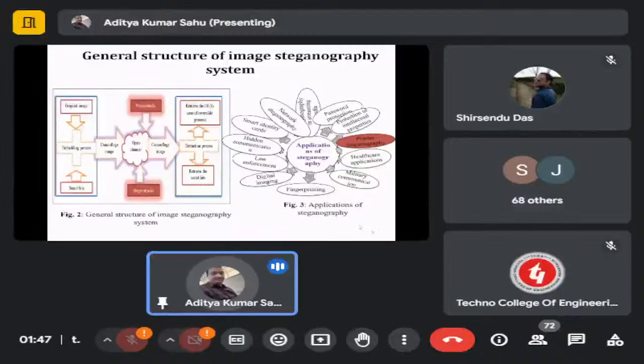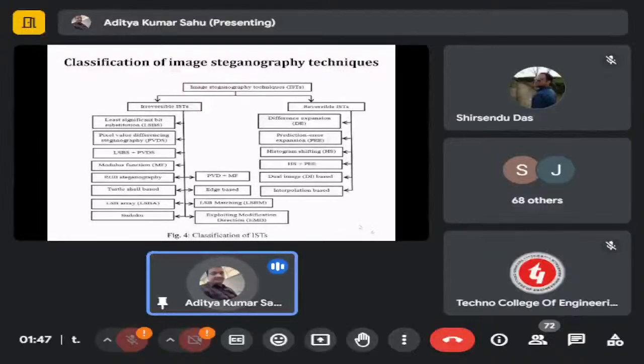Suppose at the receiving end, the receiver is able to recover the original image as well as the secret information, then it is called reversible information hiding, that is, reversible steganography, right? So when we discuss steganography, the classification of steganography, as I said, is very crucial. We have two kinds of steganography techniques, as I discussed. One is irreversible, the other one is reversible.